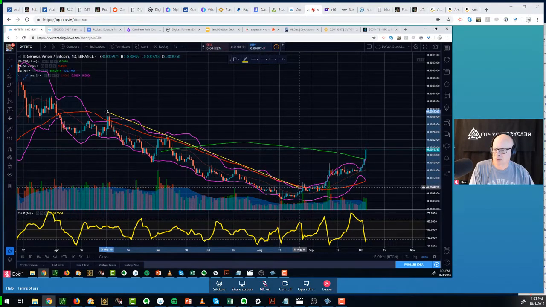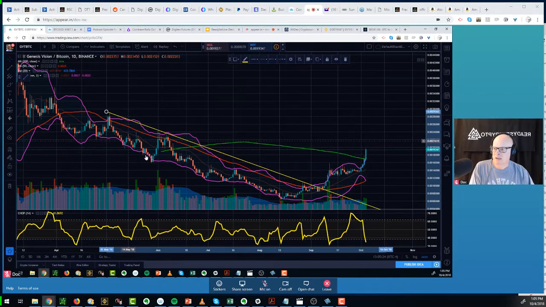So we're going to connect all of the significant lower highs, lower highs, lower highs, and all of a sudden, a higher high. Consolidation, higher high, consolidation. This is exactly what we're going to be looking for down the road when the market does heal and finally starts to break higher.